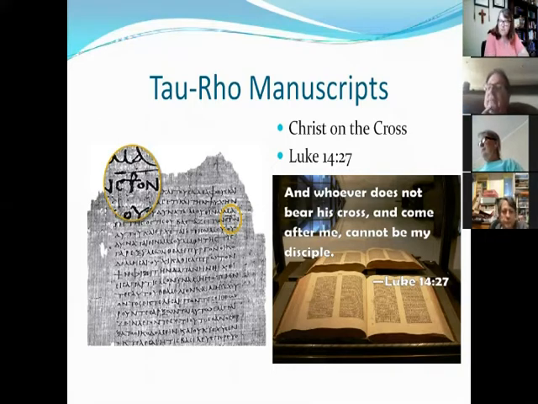Whoever does not bear his cross and come after me cannot be my disciple. So the tau-rho becomes a typical way in almost all the Greek manuscripts after this point to write out cross. It always referenced back to Jesus on the cross. Now there's an interesting thing about this little cross that I found out this week.